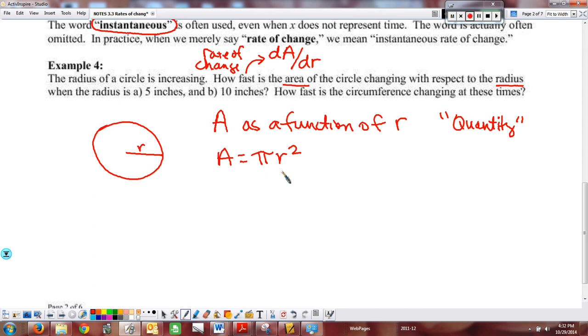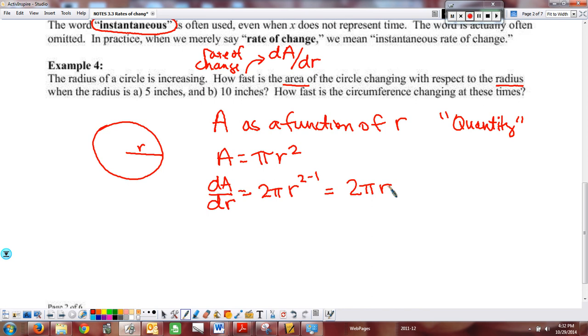Now I'm interested in how fast the area is changing, so I'm interested in the derivative of this quantity function. So now I'm going to find the derivative of the area with respect to r, which is nothing more than a power function, pi times my variable squared. So I multiply my power times my coefficient, 2 pi, write my variable down, and subtract 1 from my exponent. So this derivative is going to be 2 pi r. And note that it is not a coincidence that that happens to also be the formula for the circumference.